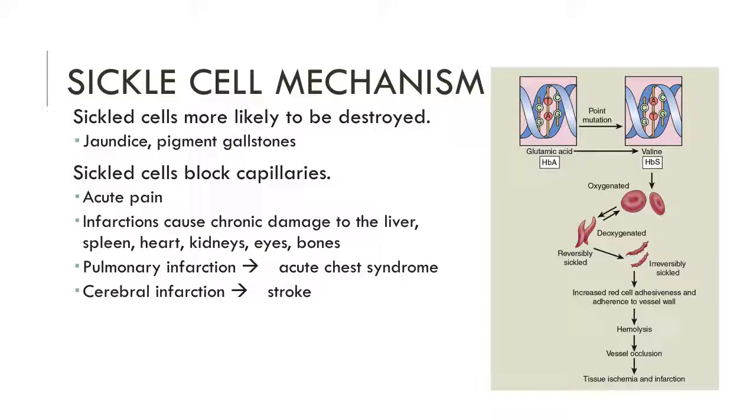Sickle cell anemia is considered to be one of these hemolytic anemias. The sickled cells are more likely to be destroyed, causing jaundice and pigment gallstones. The sickled cells block the capillaries, causing acute pain. Infarctions cause chronic damage to the liver, the spleen, the heart, the kidneys, eyes, and bones. Pulmonary infarctions cause acute chest syndrome and breathing problems, and cerebral infarctions can cause stroke.